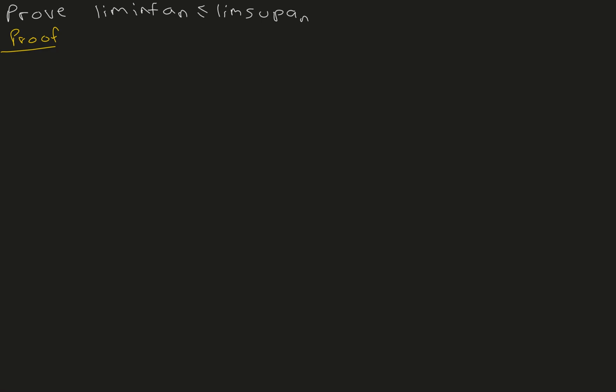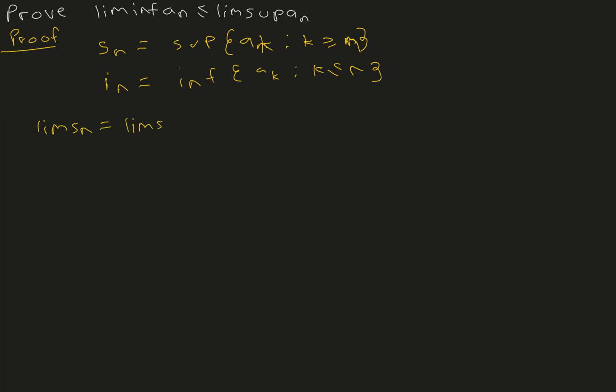So note that S_n is equal to the supremum of A_k for k greater than or equal to n, and I_n is equal to the infimum of A_k for k greater than or equal to n. I'm going to define these sequences once more. And the limit of S_n is equal to the lim sup of A_n, and the limit of I_n is equal to the lim inf of A_n. And so now this is the proof.